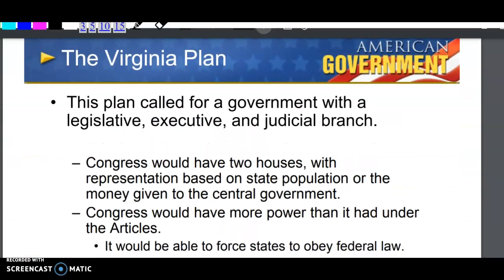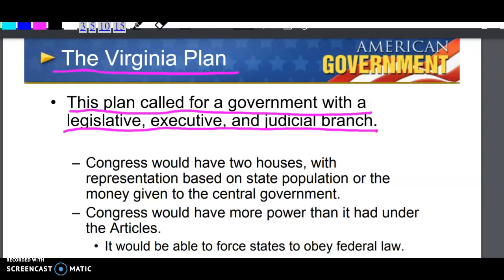So your next heading is the Virginia Plan. What is the Virginia Plan? This is the definition. This plan called for a government with a legislative, executive, and judicial branch. That sounds familiar. This is what we have today. We have a government with a legislative, which is Congress, executive, which is the president, and judicial, which is our court systems. So that's what the Virginia Plan called for. It wanted 3 separate branches of government.